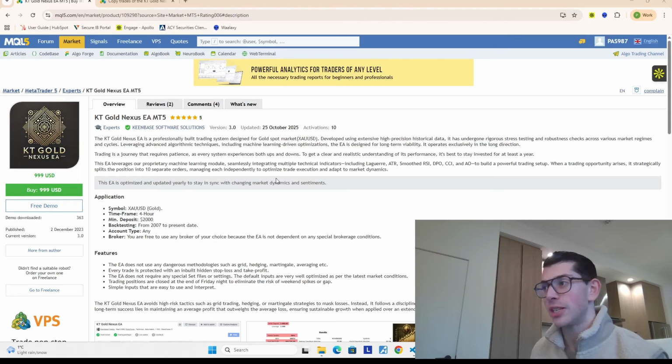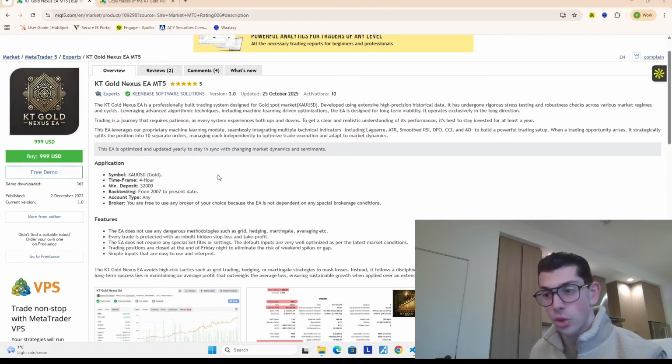So here we can see that he's claiming that it's a professional system built for trading gold and that it uses a proprietary machine learning model which is based on multiple technical indicators. And he's saying that it uses anything from the ATR, the smoothed RSI, the Laguerre indicator, and effectively it's using this to manage multiple positions, where effectively it will split one position into 10 separate orders to likely minimize slippage and to make something which is just easier to trade with.